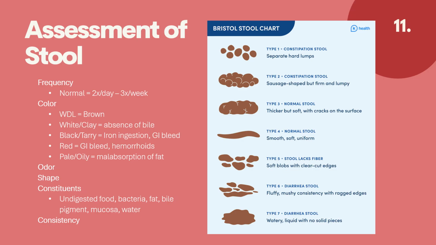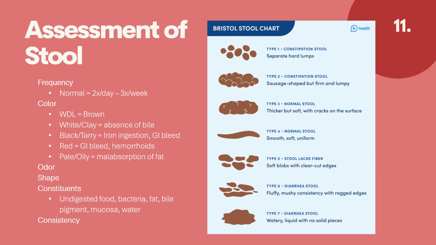We also want to look at their frequency and assess it against their baseline. So normal is really going to vary from 3 times a day to maybe 3 times a week. So it's really going to be dependent on what that person's baseline is. If someone is typically going 2 to 3 times a day and all of a sudden now they have not had a bowel movement in 2 weeks, well, that's concerning. But if you have someone maybe who only has one bowel movement a week and it's been 2 weeks, that's not as concerning as someone who goes more frequently.